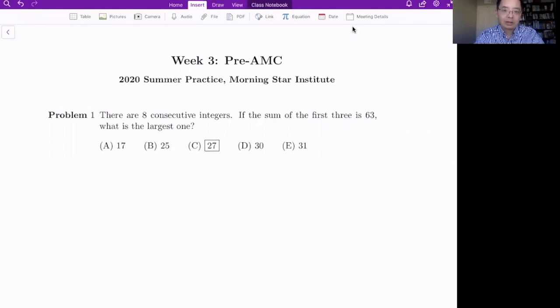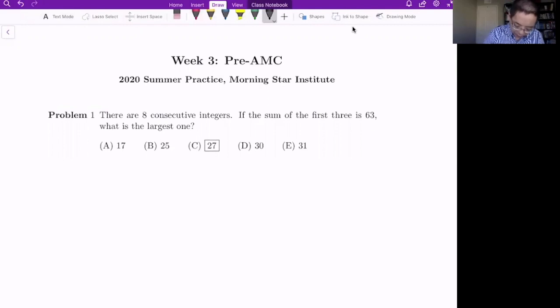All right, so let's look at problem number 1. Problem number 1 says there are 8 consecutive integers, and we know the sum of the first 3 is 63. We need to find the largest number in the list. So first of all, solution. We look at the first 3 consecutive numbers.